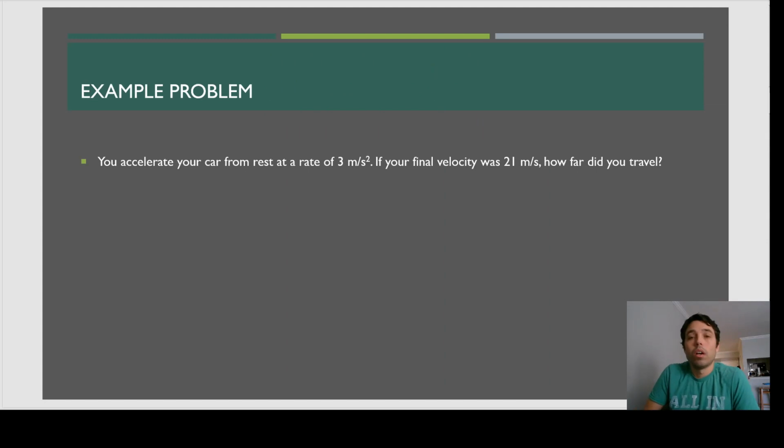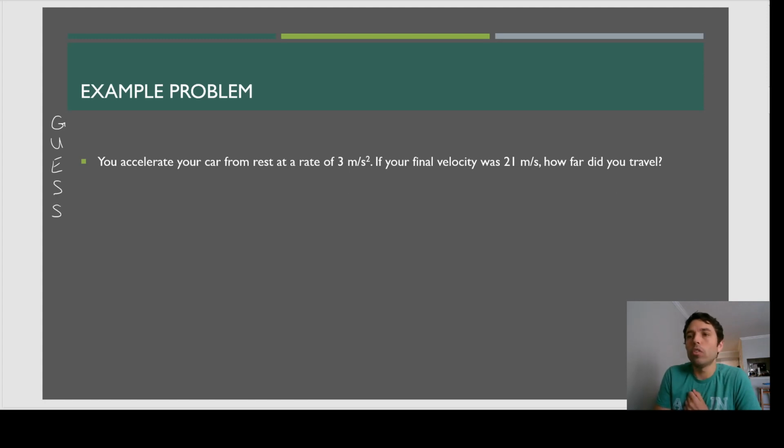All right, let's do some problems now. We have the first one here. You accelerate your car from rest at a rate of 3 meters per second squared. If your final velocity was 21 meters per second, how far did you travel? All right, so remember the GUESS method. I want to use that during class. The G is for the givens, U is unknown, E is equation, S is substitute, and solve. We're not actually guessing, right?